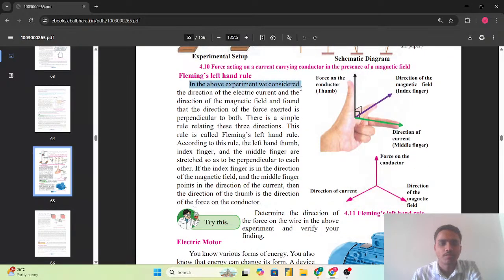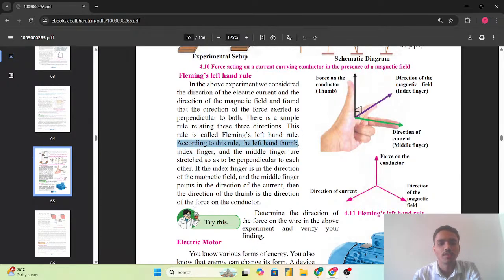In the above experiment, we considered the direction of the electric current and the direction of the magnetic field, and found that the direction of the force exerted is perpendicular to both. There is a simple rule relating these three directions. This rule is called Fleming's left hand rule.